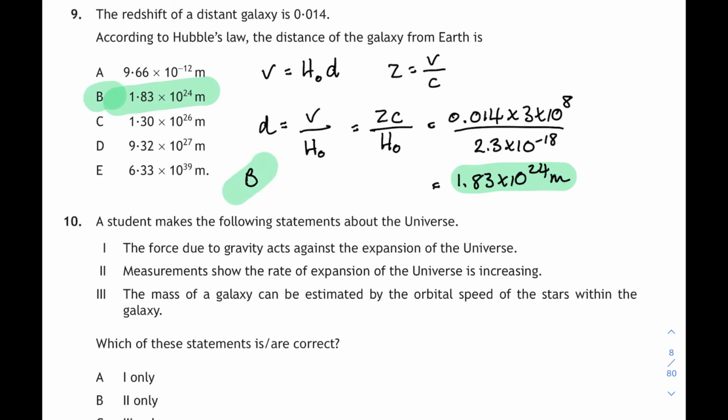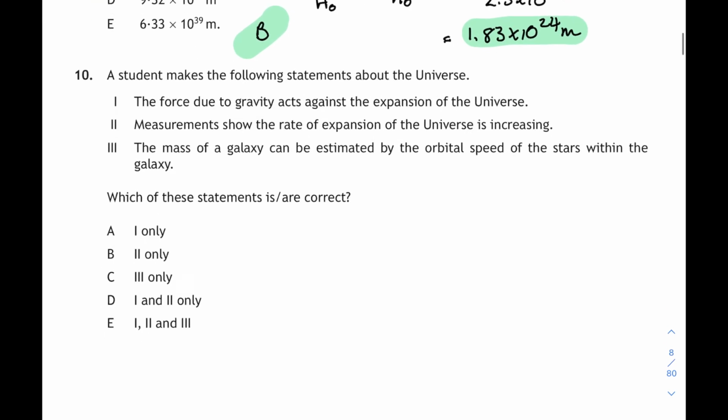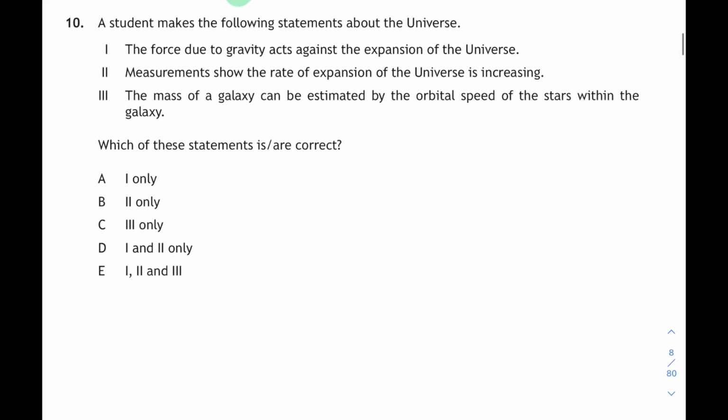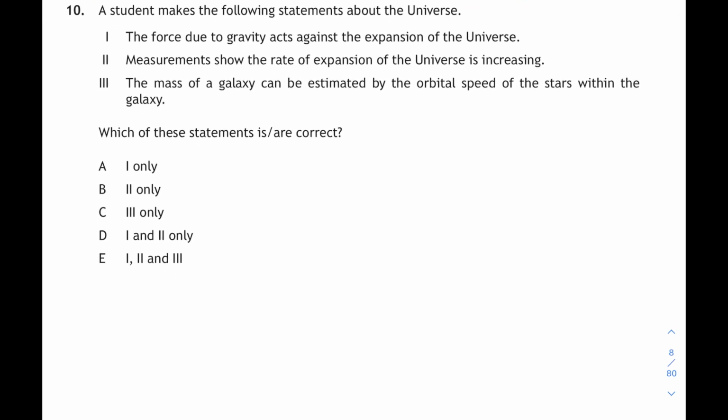Very tricky. Question 10 is another triple statement question. Which of the following statements is or are correct? Remember, tick them if you're sure. Put a question mark if you're not sure.